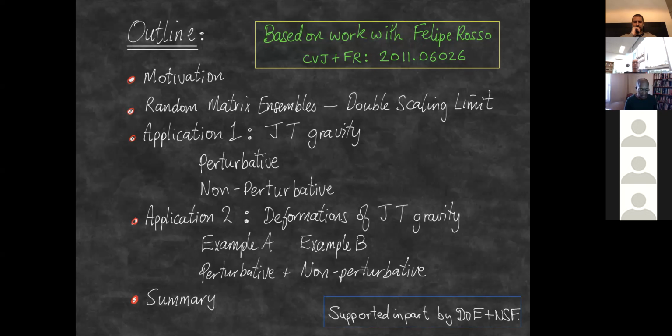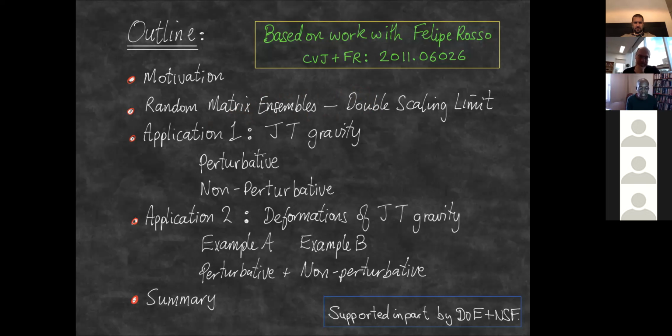A brief summary of what's going to come is as follows. I will give a little motivation, not much needed for this audience, I suspect. And then I'm going to spend a fair amount of time digging into some old technology that isn't familiar to a number of people who are interested in this subject of random matrix ensembles and the double scaling limit. I need to unpack some tools that we're going to use later on.